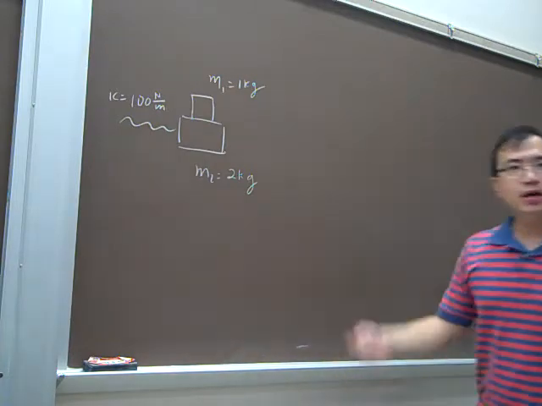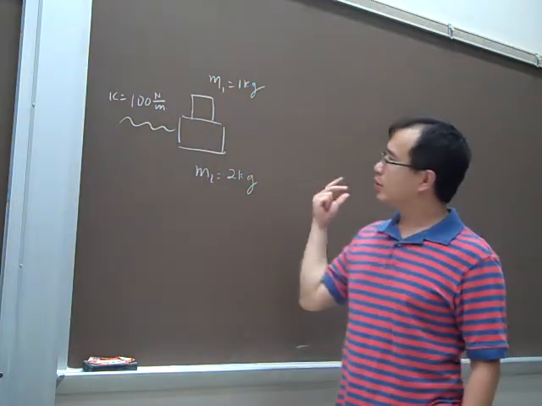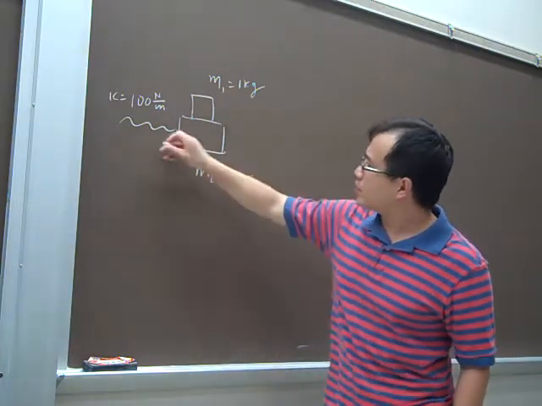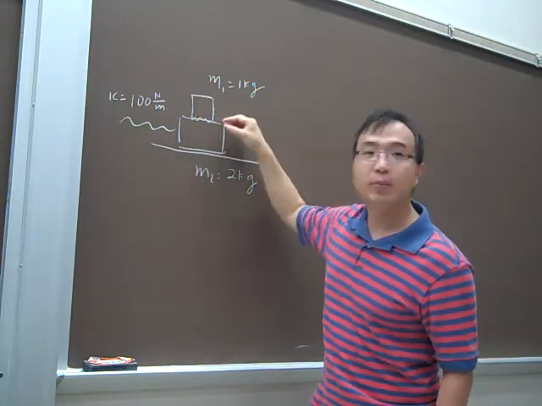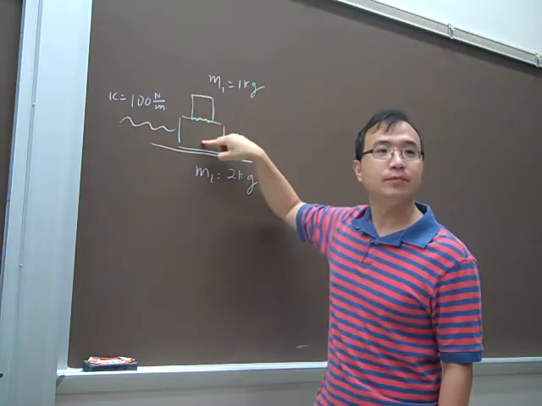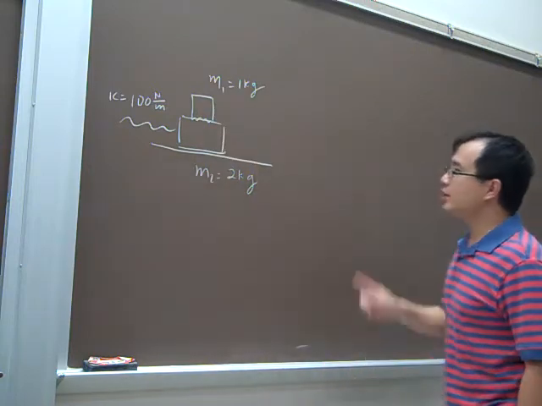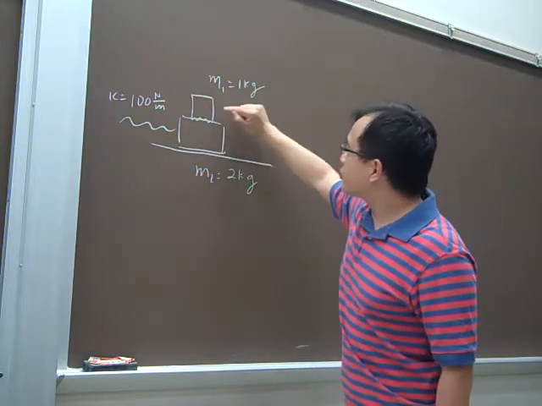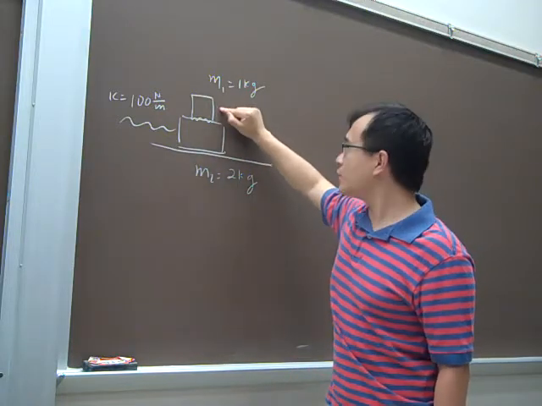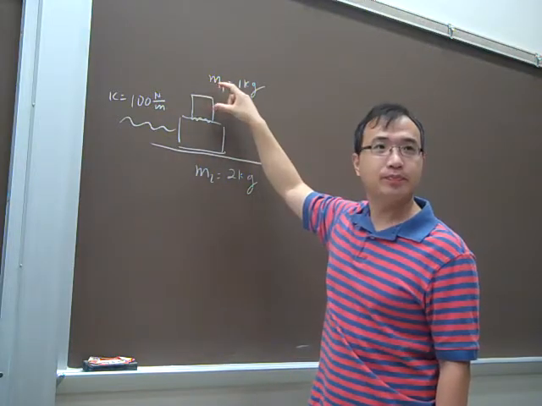Okay. And it says that the surface is frictionless, but the surface in between is not. So you may have some frictional force between them. Yes. Okay. And you can see the whole system is in oscillation, and this one is also in oscillation.